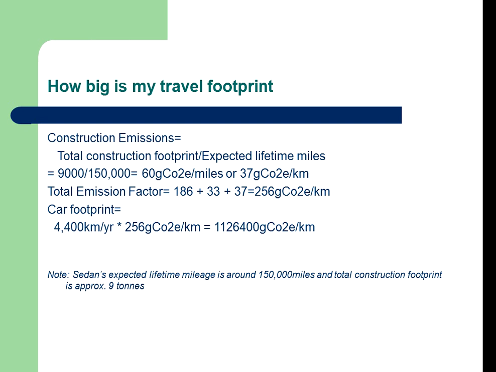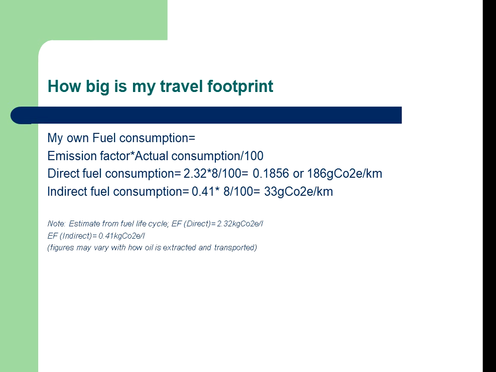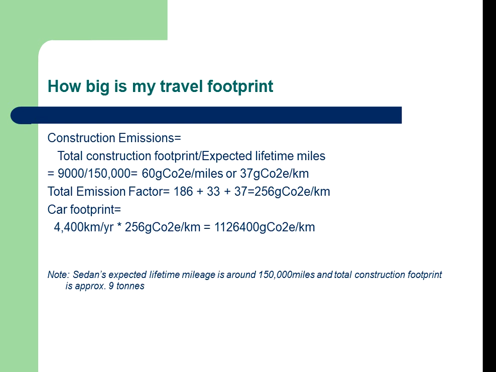So total emission factor is equal to 186 plus 33 plus 37, which is equal to 256 grams carbon dioxide emission per kilometer. Now this is the total emission factor, which comes from direct and indirect fuel consumption plus construction emission. It is multiplied by total kilometers per year, 4400. So the result is 1,126,400 grams carbon dioxide emission. So this is the travel footprint of my car.